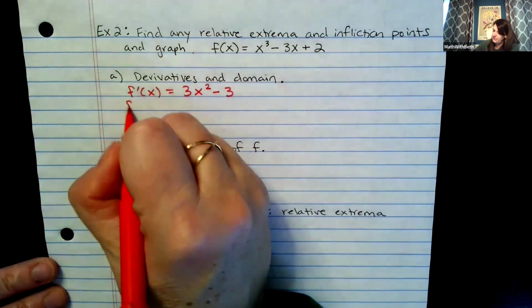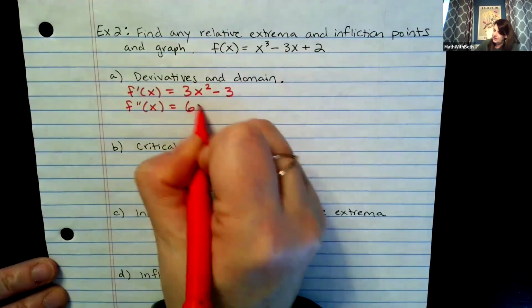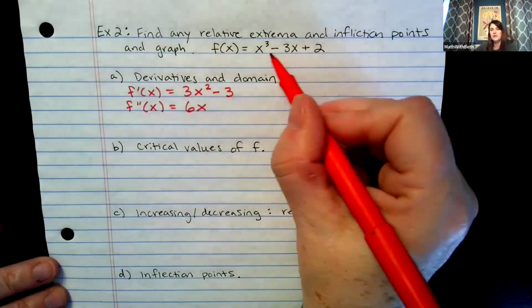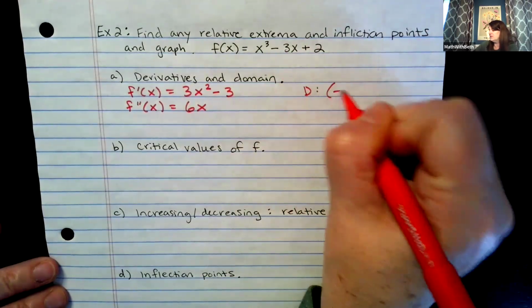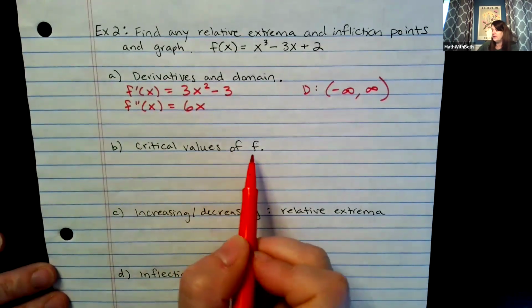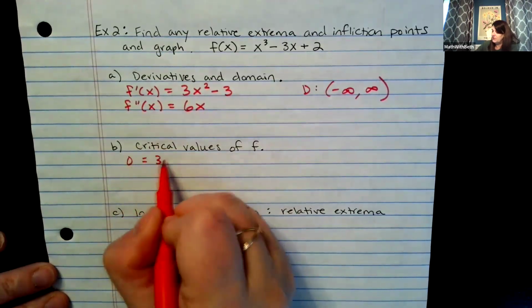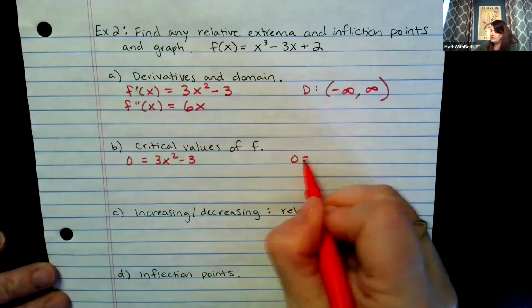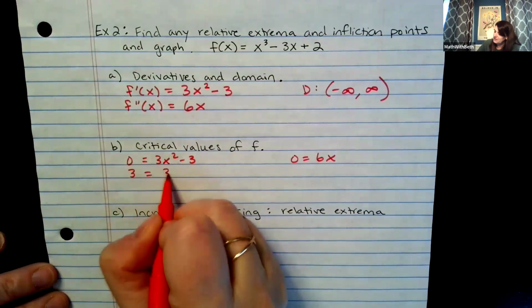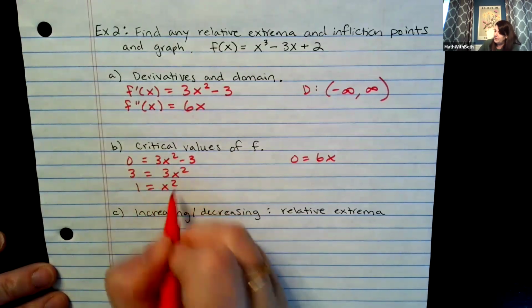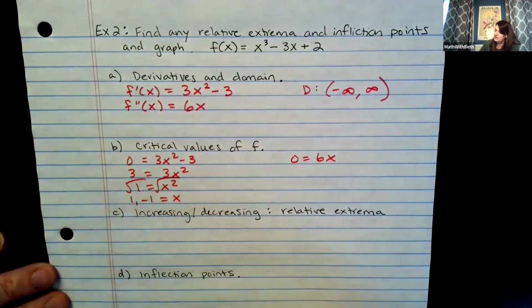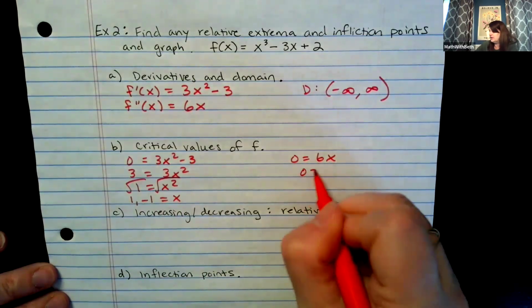There's my first derivative. And here's my second derivative. And the domain of the original function, since this is just a normal polynomial, the domain is all real numbers. So B, critical values of f. So I'm going to set my first derivative and my second derivative equal to 0 to find any critical values. So here, I end up getting the square root of 1, which is 1 or -1 in this case. And over here, I'm just going to get 0.